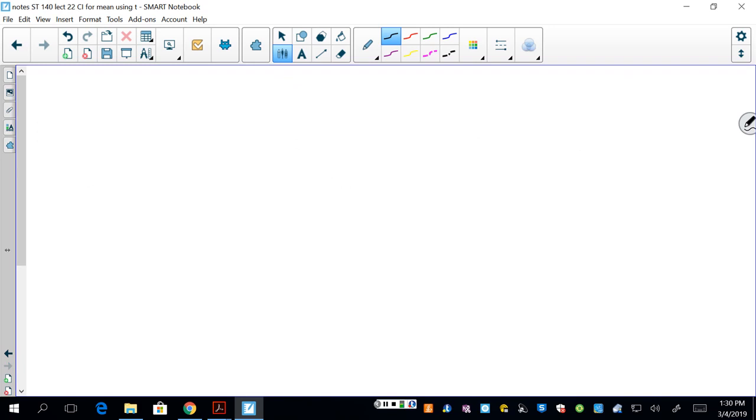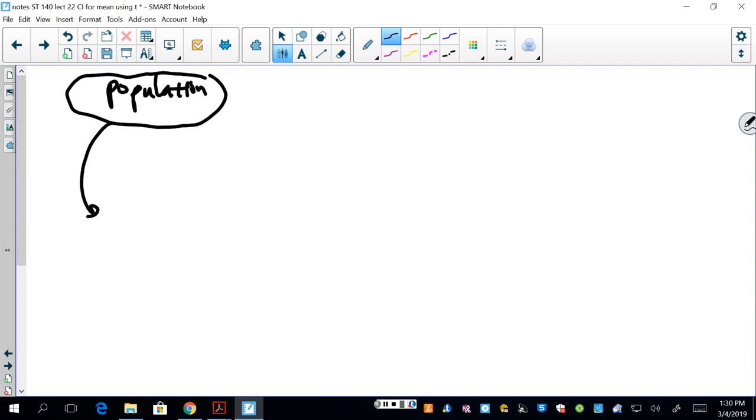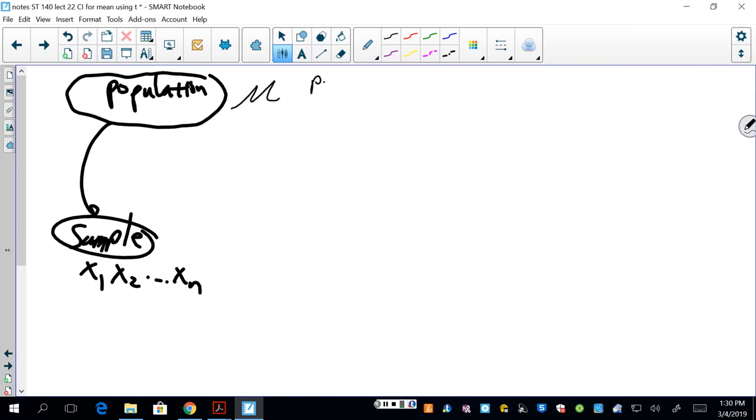So the general scenario is we have a population that we want to study. We want to understand something there. And we're going to take a sample, and in the sample, we're going to make a number of measurements. And the thing that we're targeting up here is a population mean, the Greek letter mu. And to estimate that, we're going to calculate x bar, our sample mean.